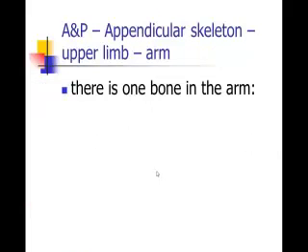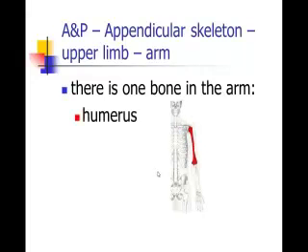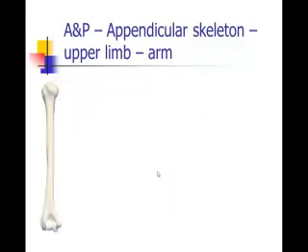In the arm, we only have one bone. That'll be the humerus. And there it is. Oh my gosh, these guys are flipping all around today. Very entertaining. So there's the head that articulates with the glenoid cavity of the scapula.